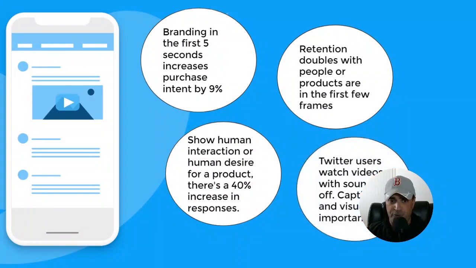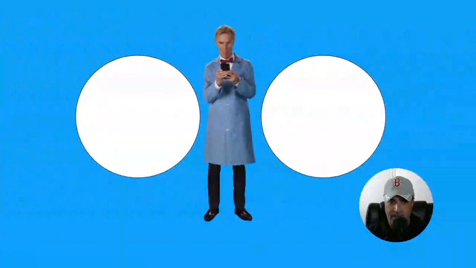And Twitter users watch videos with the sound off. Now, this is pretty general. They do it on Facebook and Instagram as well. So captions and visuals are very, very important. All right, let's go to the next thing here as far as what keeps a Twitter user's attention.